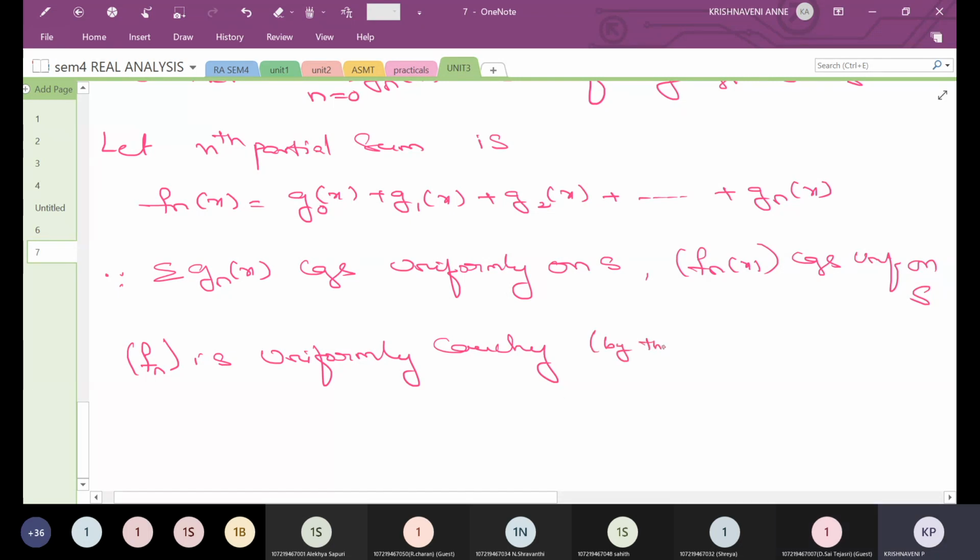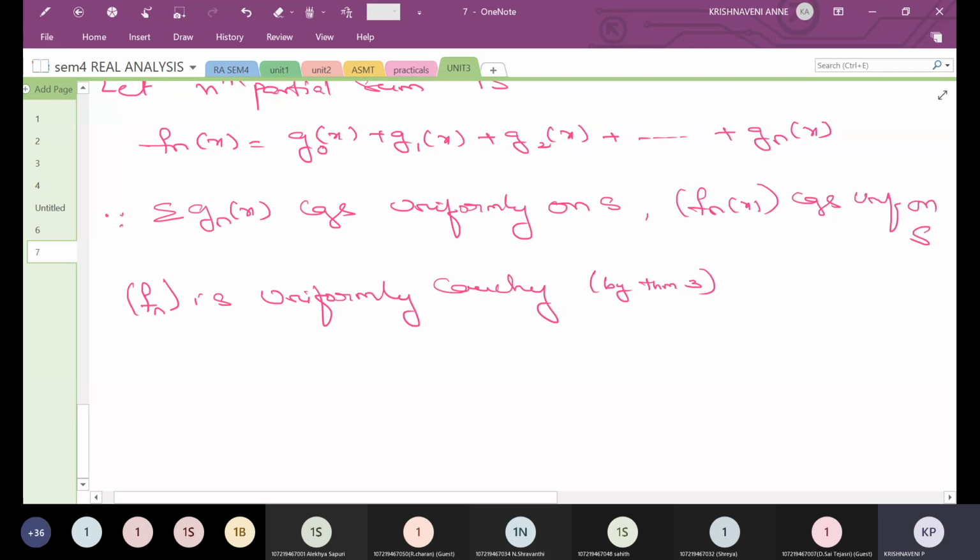This is only for your understanding. I'm writing in the brackets, by theorem 3. In the exam, if you remember the theorem statement, you can say that by the known theorem which states that the sequence Fn is uniformly convergent if and only if it is uniformly Cauchy, you can write that sentence. Okay, now I'm going for the next step.